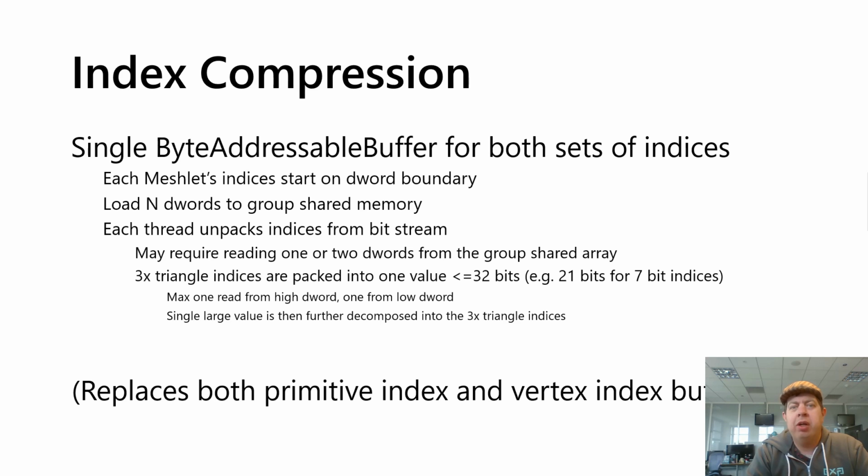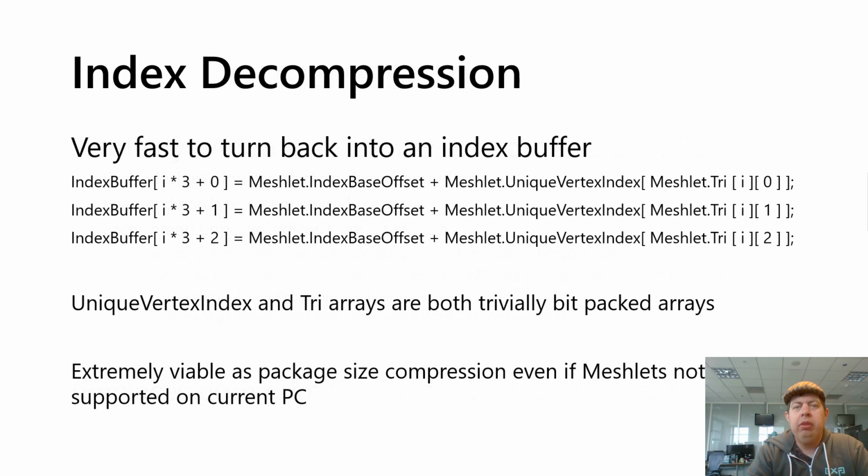A nice optimization for triangle indices was to pack them all together. So say the 21 bits of 3 indices will read at most 2 DWORDs to get the 21 bits. And then they will be further split down into the 3 7-bit values. Decompression essentially looks like this, and it's fast enough to do on the GPU every frame. But if you were running on a PC that didn't support meshlets and you had packaged only meshlets, it's incredibly fast for the CPU to turn this back into a regular index buffer.